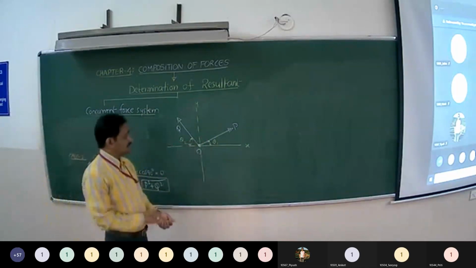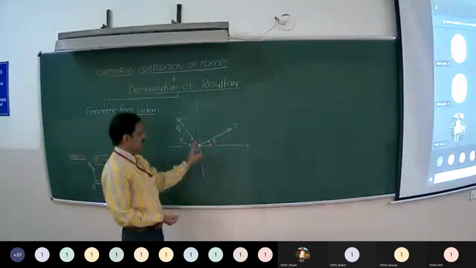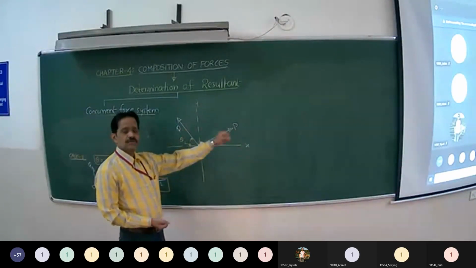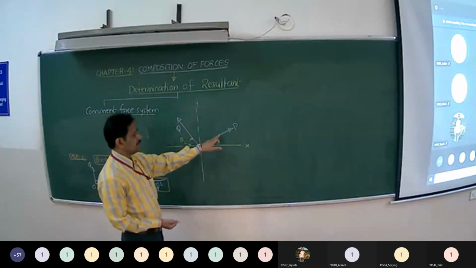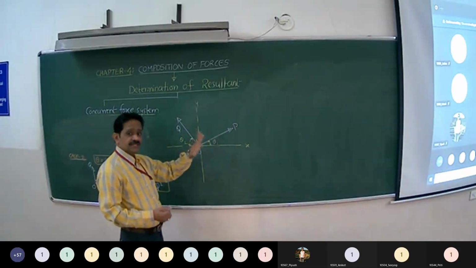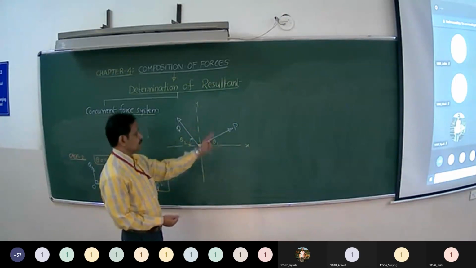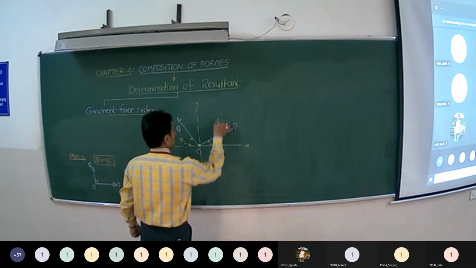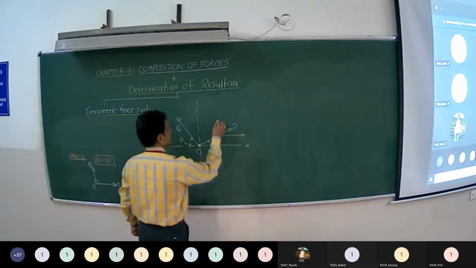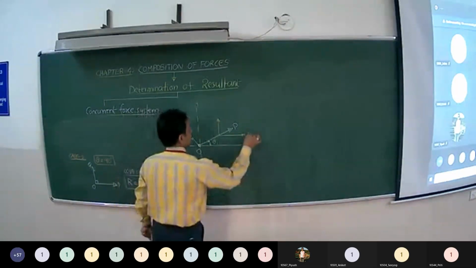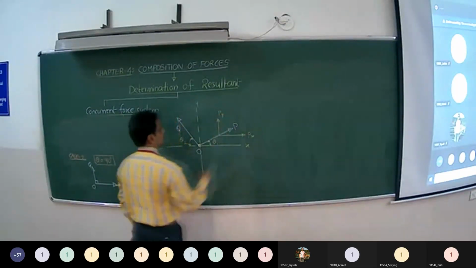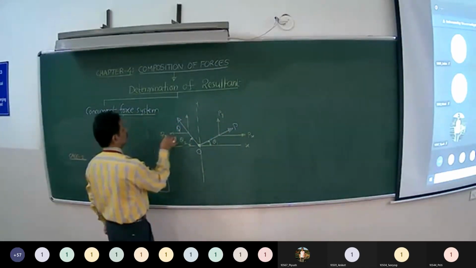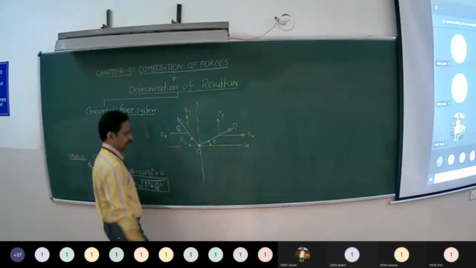Now to find out the resultant. See, from this theta 1, theta 2, you can find out the angle between the two forces. So either by using triangle law or parallelogram law, you can find out the magnitude and direction of the resultant. But sometimes it is convenient for us to resolve the force into perpendicular components. So here, by resolving force P into X and Y components, we have Px, Py. Similarly, force Q, Qx, Qy.